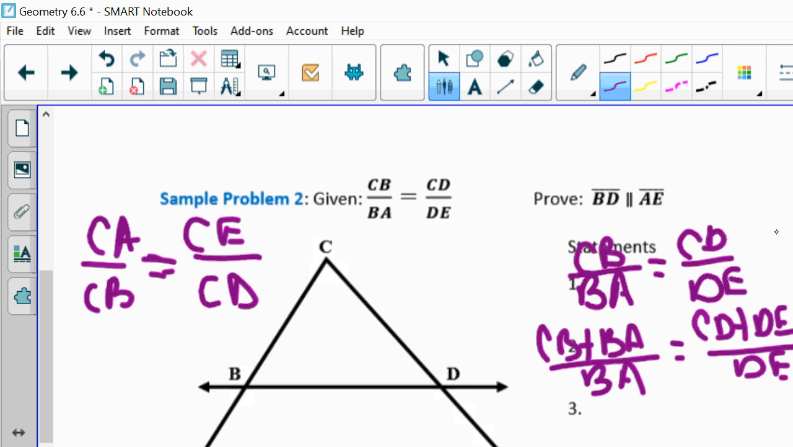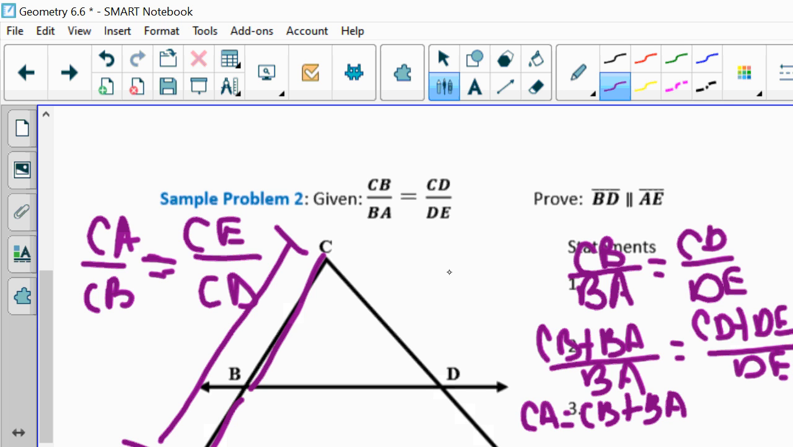So now I have CB plus BA. Well, what is CB plus BA? That whole thing is CA, but I can't put that in there yet because I don't have a CA in here. So I need to now say CA equals CB plus BA, and then the same thing over here, EC equals CD plus DE. And that's SAP, segment addition postulate. Right?